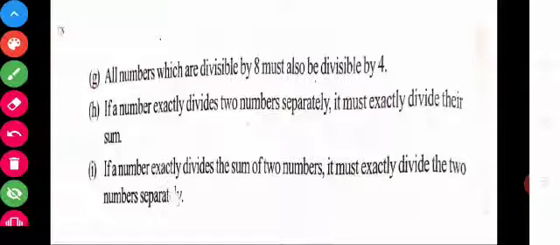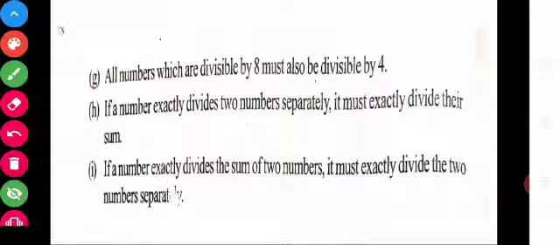Example, 13 exactly divides the number 52 and 65 also. Number 13 exactly divides 52 and 65. Divide their sum. Add the two numbers, 52 plus 65. What is the sum? 117. Yes, that statement is true.